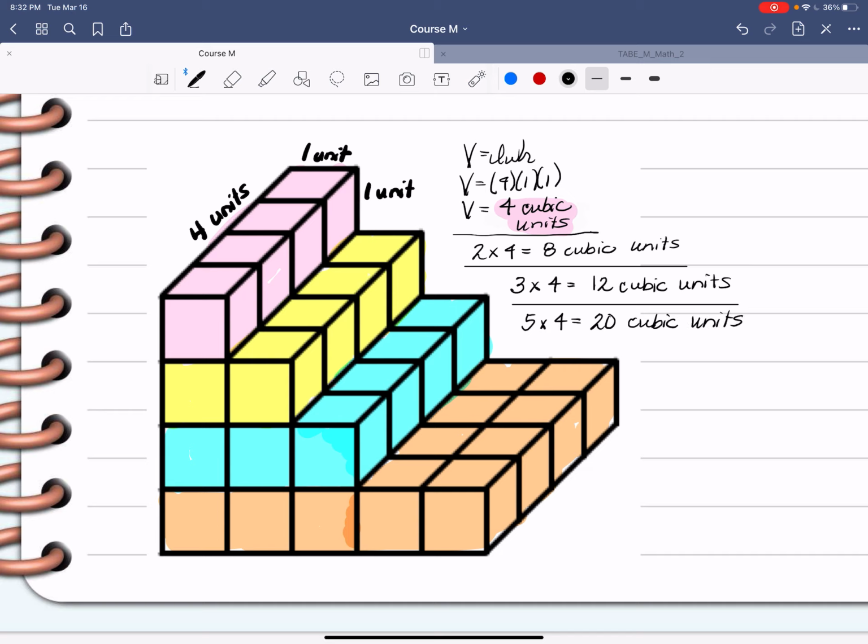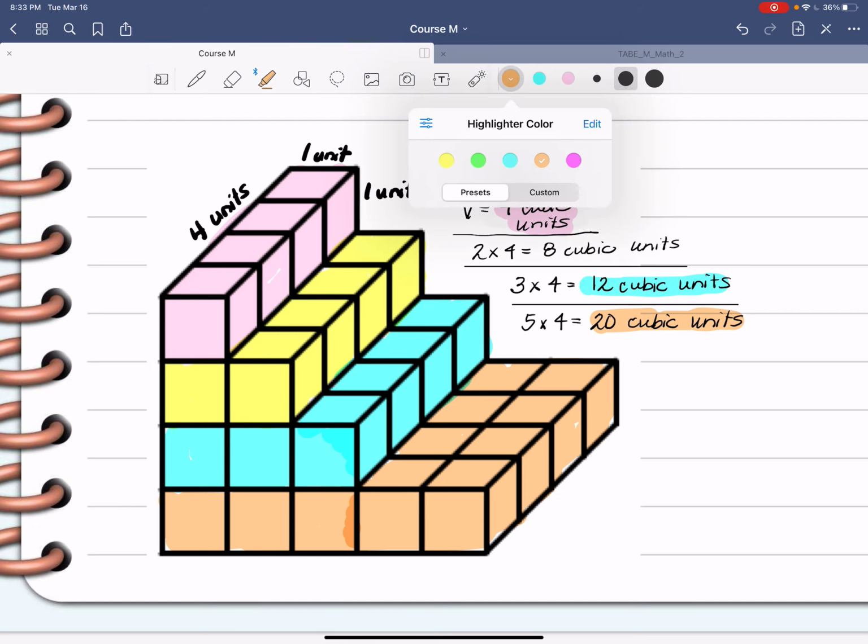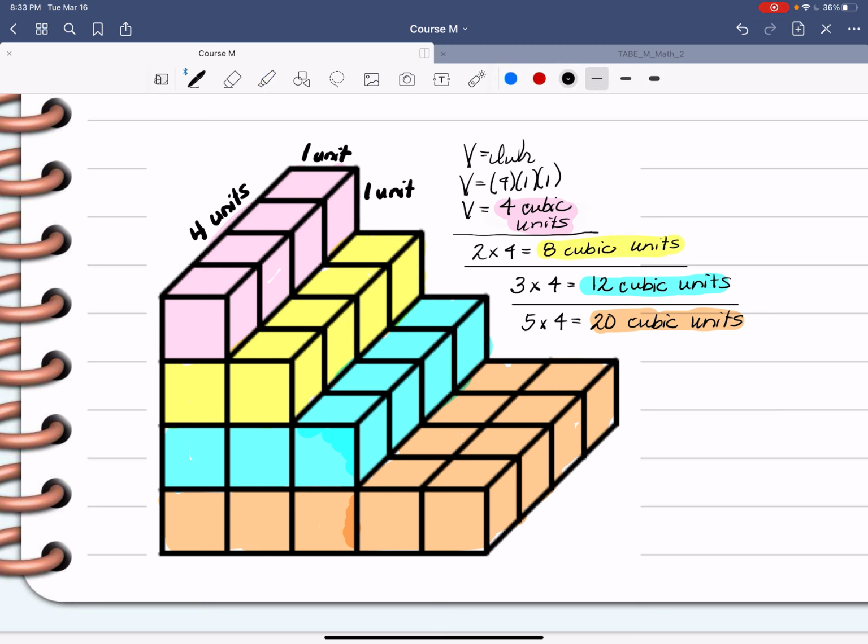So what if they wanted to know the whole volume here? There's 20. There's 12. Let me get my yellow one back. There's the 8. How would you get the total volume of this thing? Well, total anything is addition. So I would add up the steps.